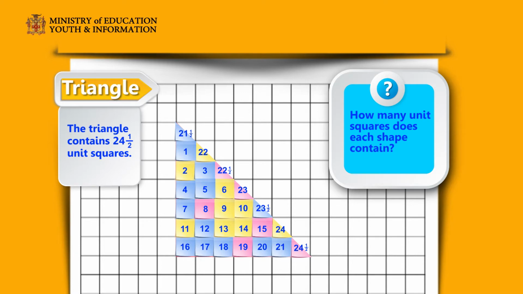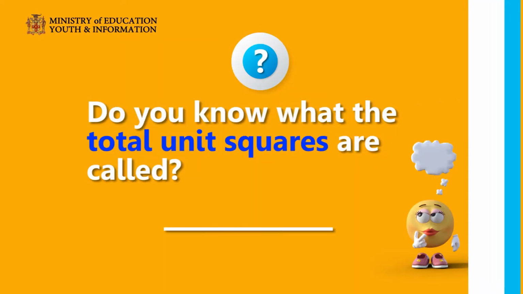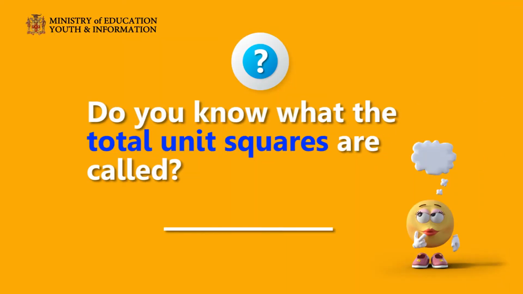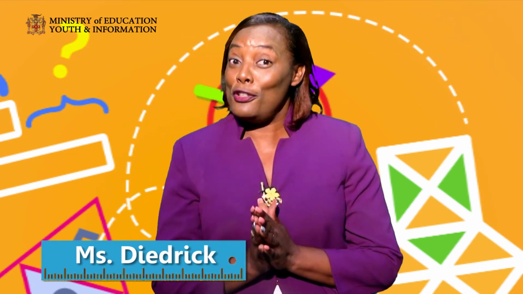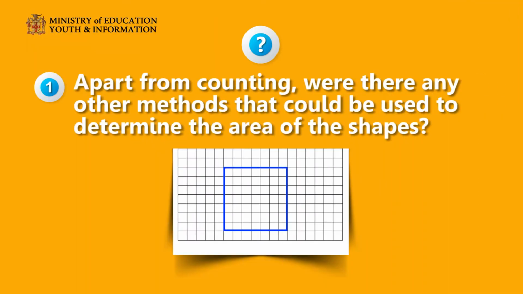You have done an excellent job. Do you know what the total unit squares are called? It's called area. Very good. Here are some more questions for you to think about. Apart from counting, were there any other methods that could be used to determine the area of the shapes?